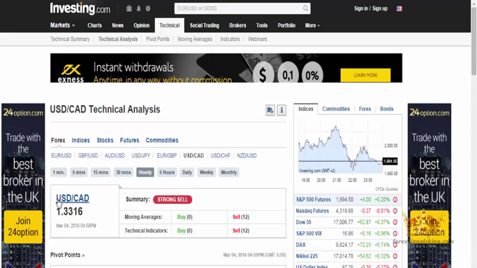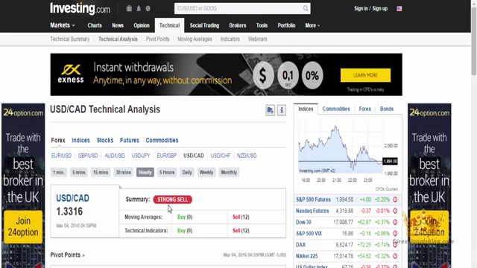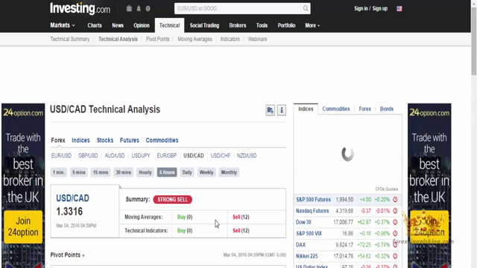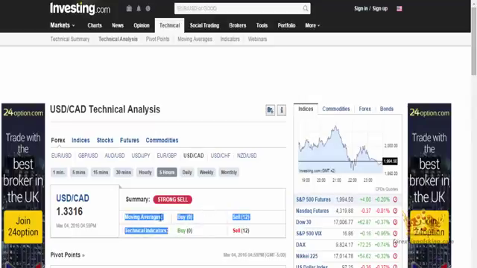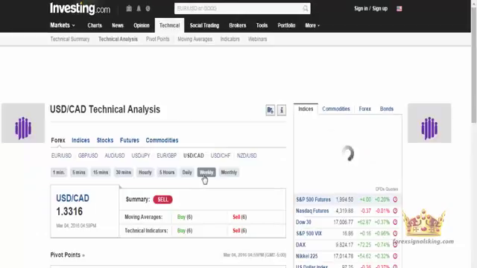So right now, for the USD Canadian, the hourly is going strong sell, and the 5 hours is also going strong sell. As I'm saying, zero buy indicators on moving averages and zero buy indicators on technical indicators: sell 12 over 12 for the moving averages, and for technical indicators 12 over 12. I will go to the weekly and I'm sure it will also go strong sell.